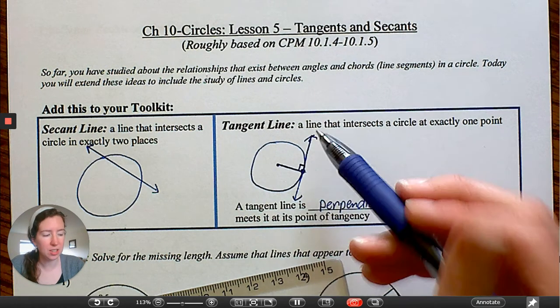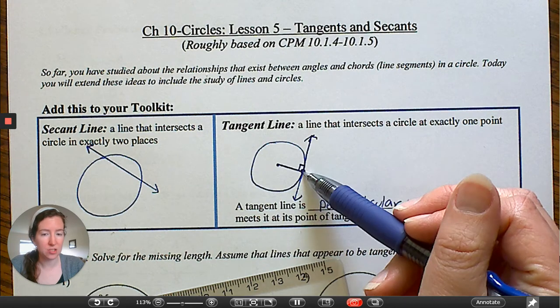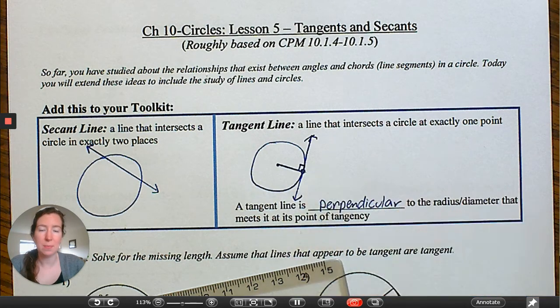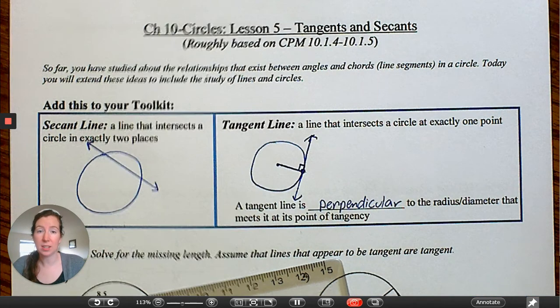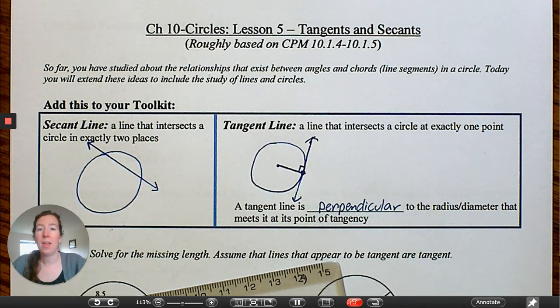All right, so we have the tangent line, and we have the point of tangency, and then any radius or diameter that intersects at that exact point makes a 90-degree angle. There's a really cool proof for how you can prove that that's true. You know me, I love proofs.